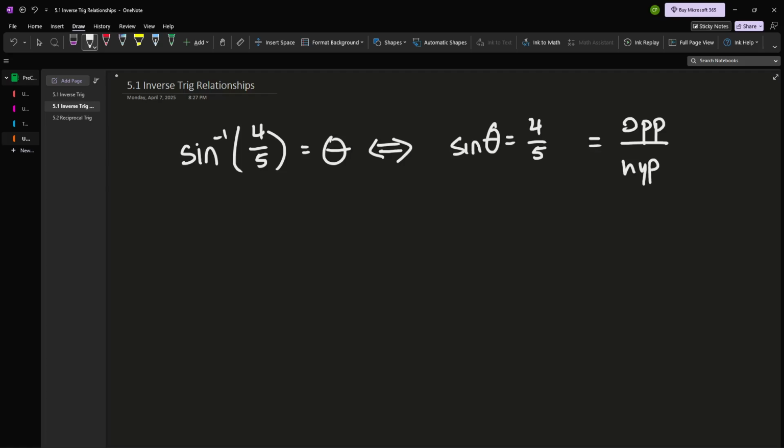Since sine theta is 4/5, and that ratio gives me opposite over hypotenuse, if we ask you to make a triangle that makes this true, we could just plot down a little triangle. It doesn't have to be to scale, just draw a regular right triangle. And with theta over here, opposite of theta is 4, the hypotenuse must be 5. This is a triangle that relates to sine.